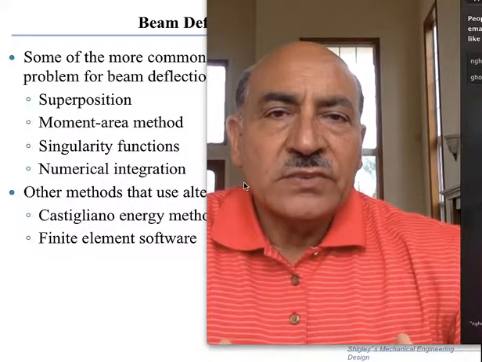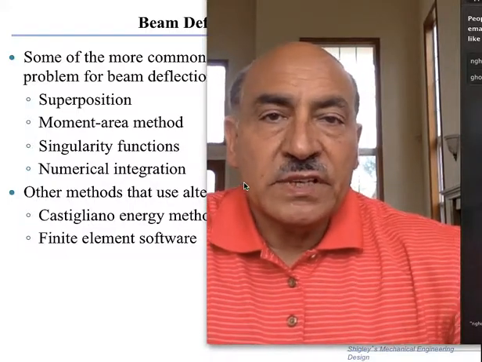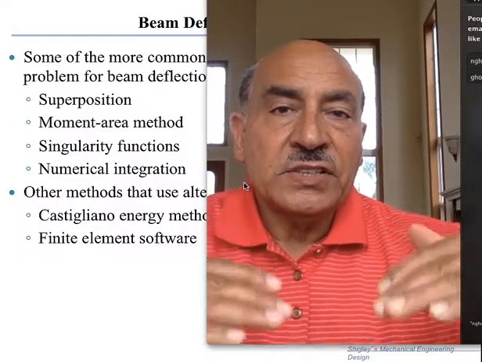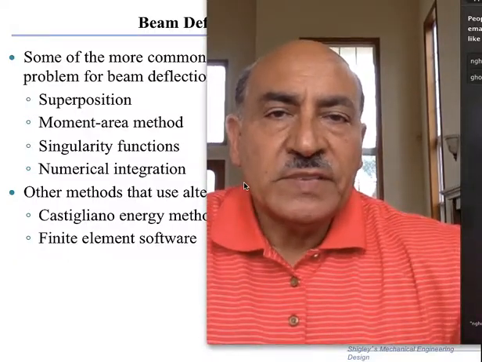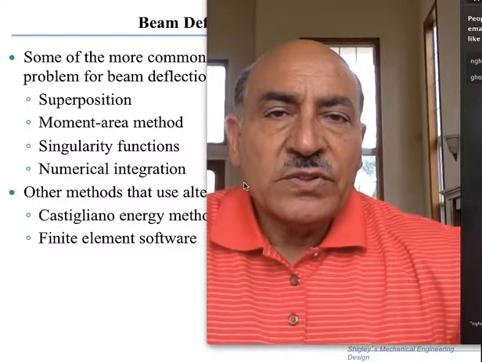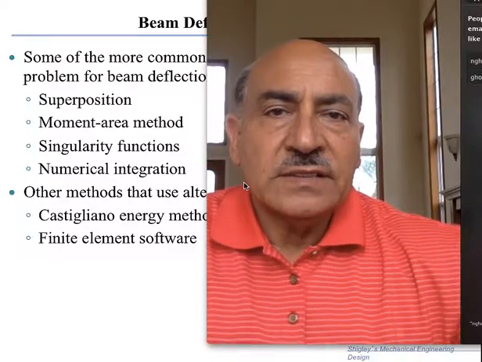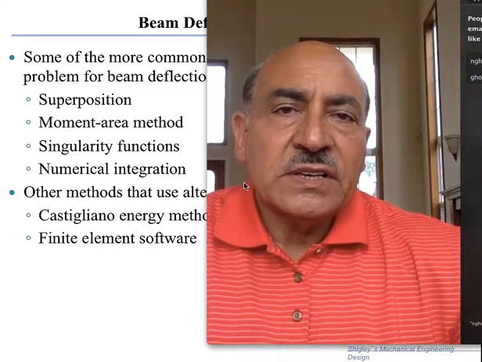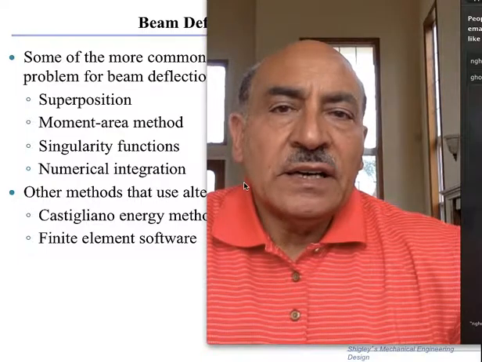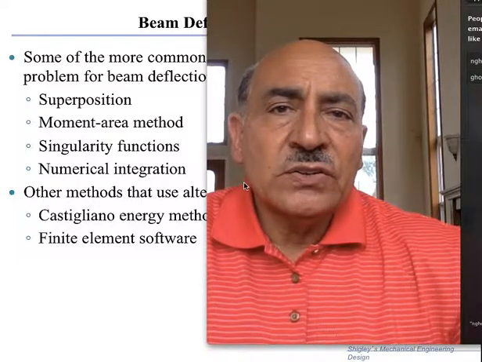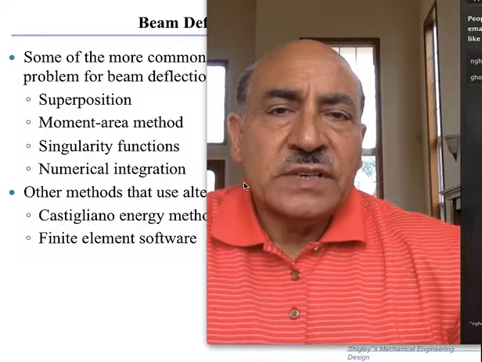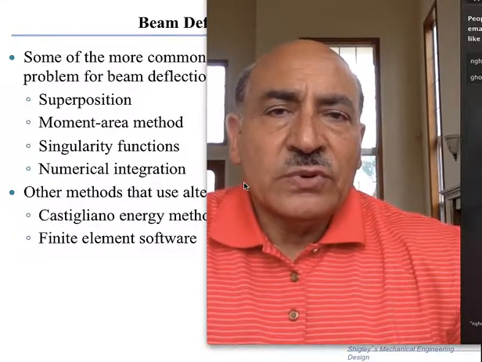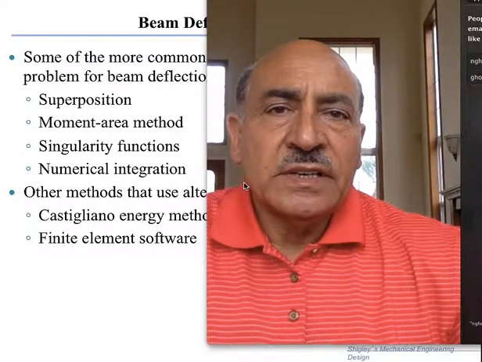And deflections include both displacement, vertical displacement up and down, and they also include a change in the slope of the beam itself. In both cases, the displacement up and down and the slope are two parameters that are required in actual design. So what we will see is that there's basically 4 or 5 different methods.